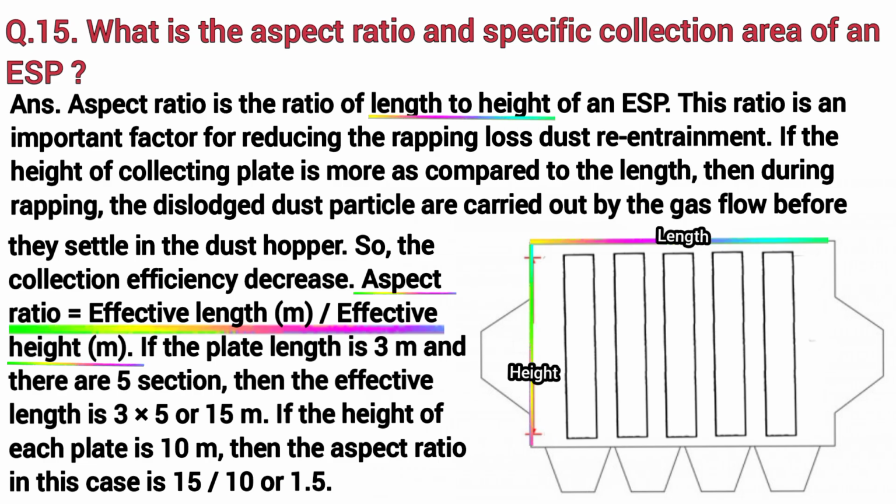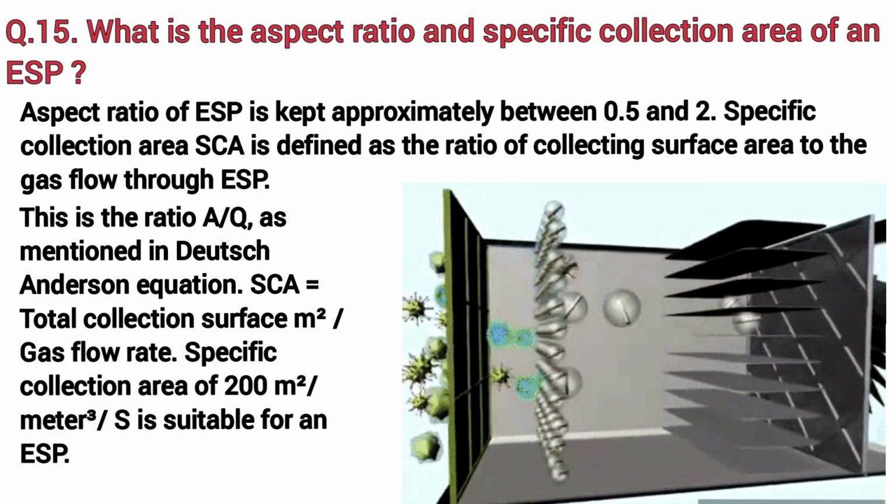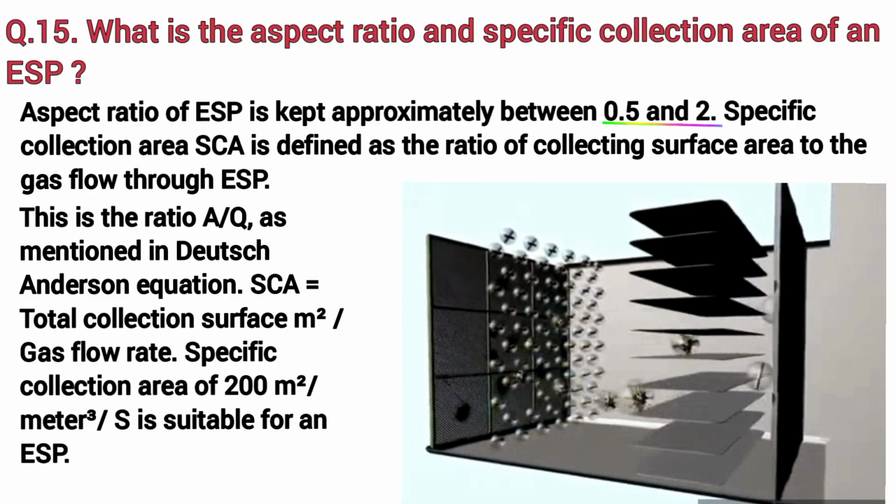Aspect ratio is equal to effective length divided by effective height. If the plate length is 3 meters and there are 5 sections, then the effective length is 3 times 5, or 15 meters. If the height of each plate is 10 meters, then the aspect ratio in this case is 15 divided by 10, or 1.5. Aspect ratio of an ESP is kept approximately between 0.5 and 2.